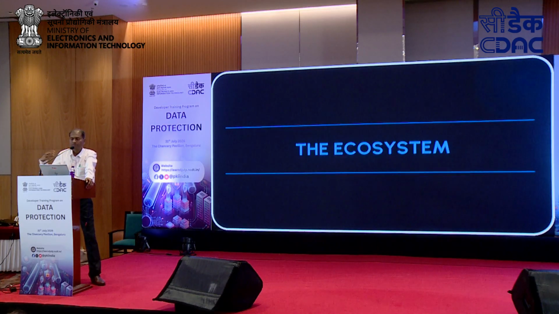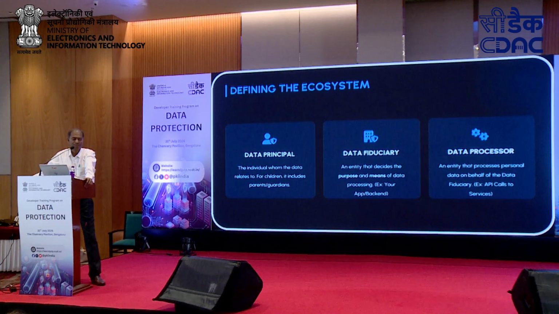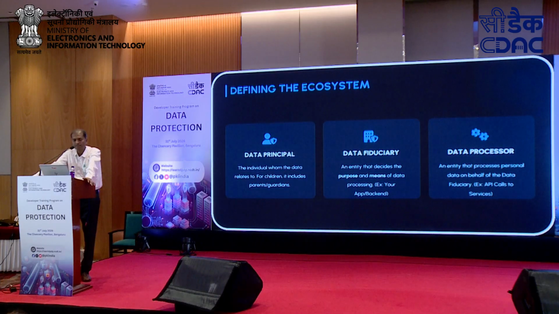Now, what is the ecosystem that provides us this setup? There are three components which were also mentioned: the data principal, the data fiduciary, and the data processor. The data principal is the individual to whom the data belongs. In the case of minors or children, the data principal can be a parent or guardian.